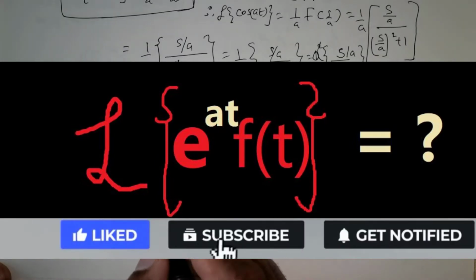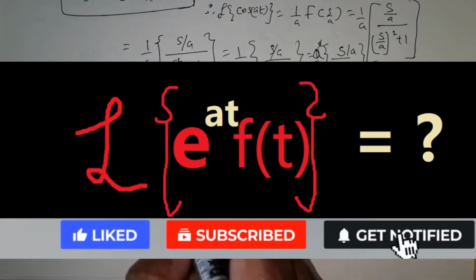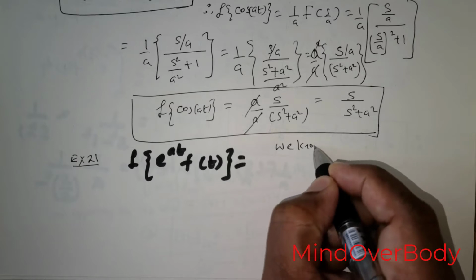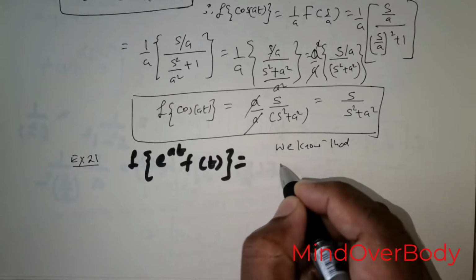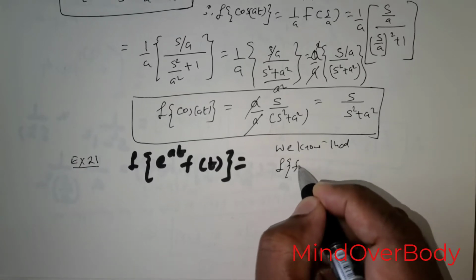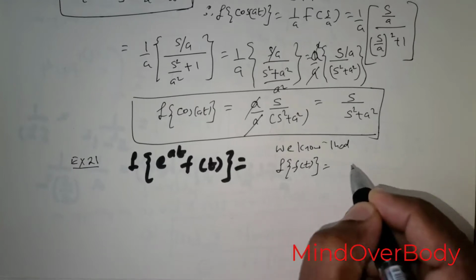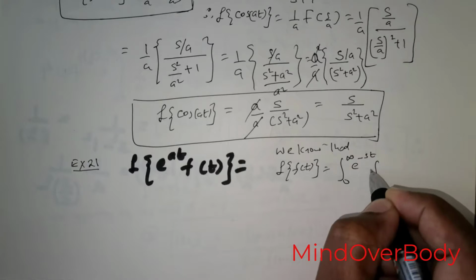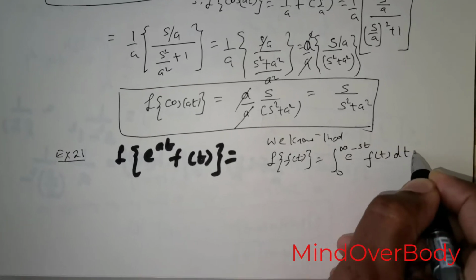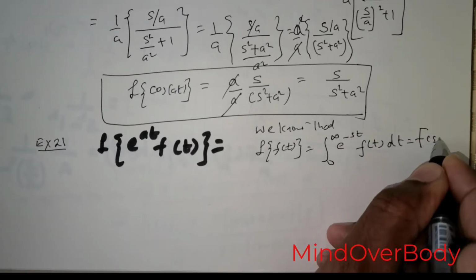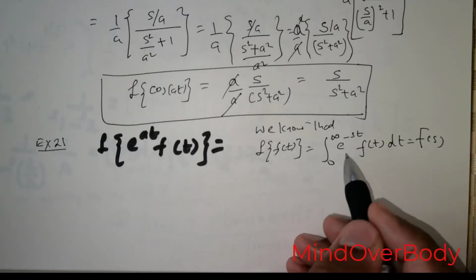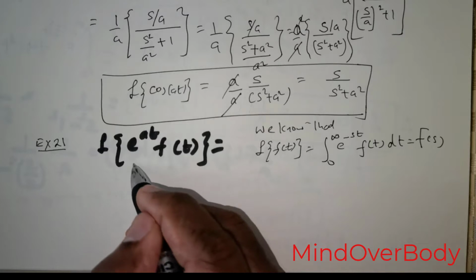Students, we are expected to find the Laplace transform of e raised to the power at times f of t. Now, we know that the Laplace transform of f of t is equal to the integral from 0 to infinity of e raised to the power negative st times f of t dt, which is equal to F of s. So we know this as a definition. Now I will be using this definition for this quantity.